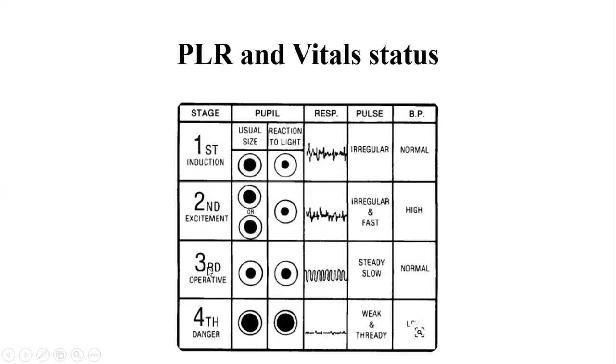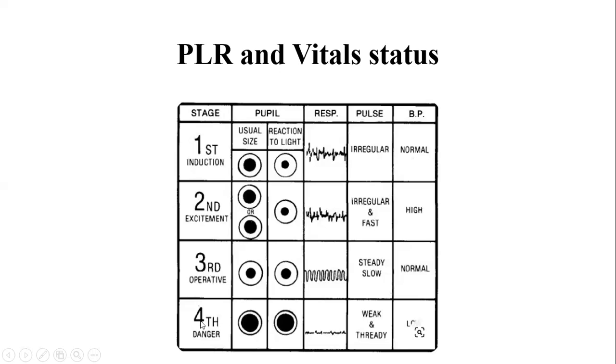Then in the third stage, you will see that all the parameters become very normal, very smooth. The pupillary light reflex is absent. The respiration rate, as you can see through the pattern, is very normal and smooth. The pulse rate is also very steady and slow, and the blood pressure is also normal. So this is the desirable stage at which you can perform surgery.